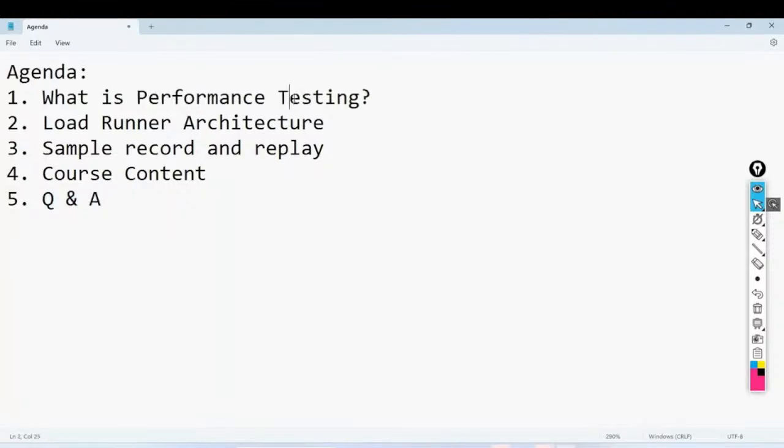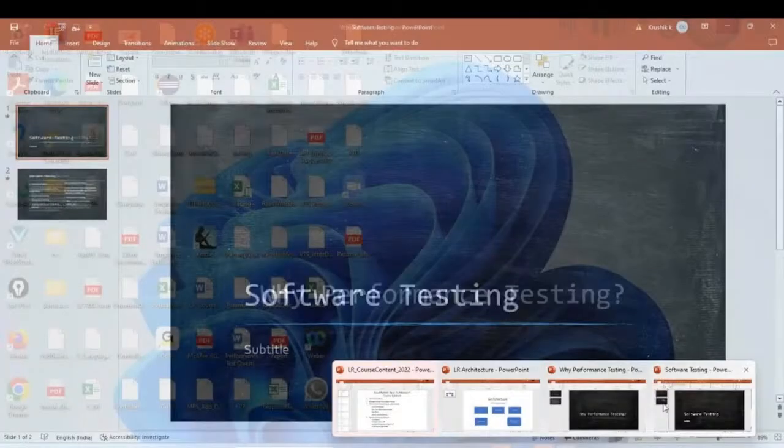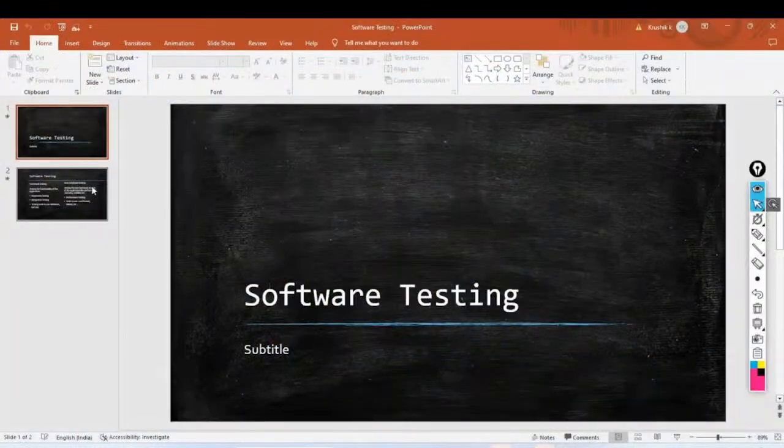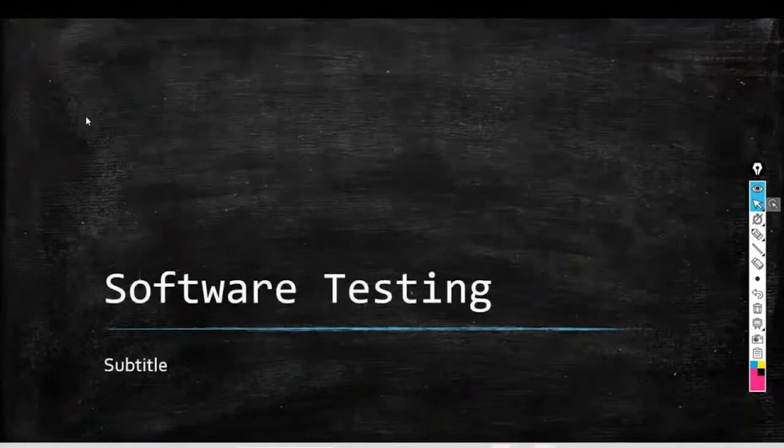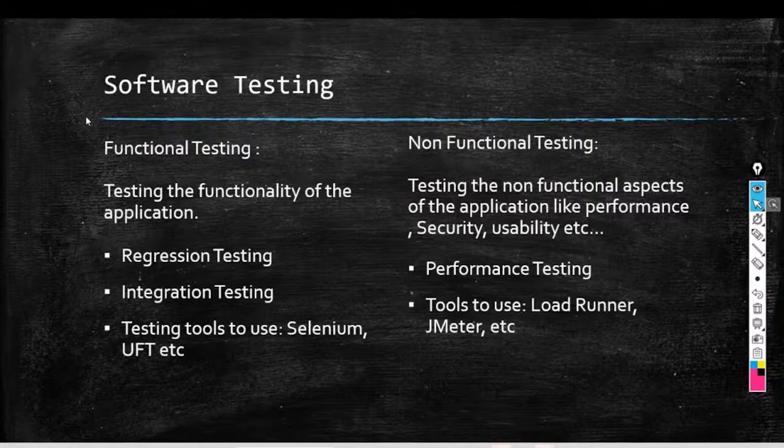So basically, before I explain what performance testing is, I would like to tell about what software testing is first. We all know that performance testing is one of the aspects, one of the different types of software testing. So within software testing, you have functional testing and non-functional testing. Functional testing, as the name suggests, is all about testing the functionality of the application.